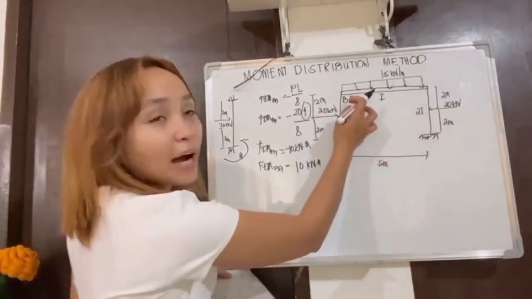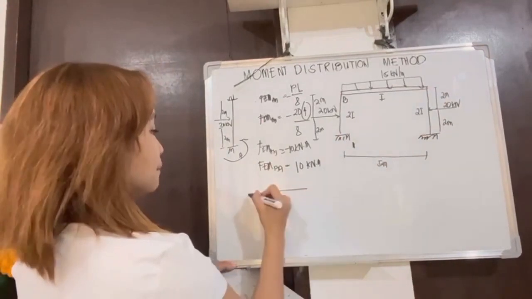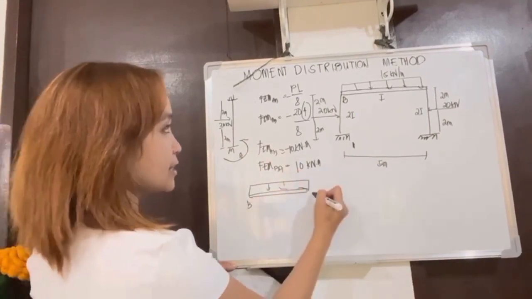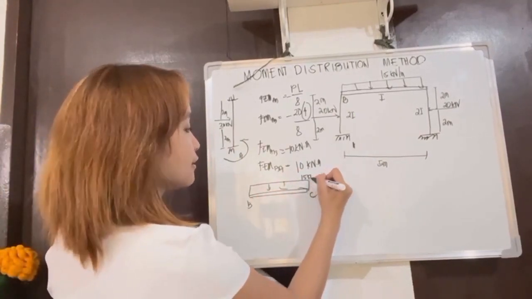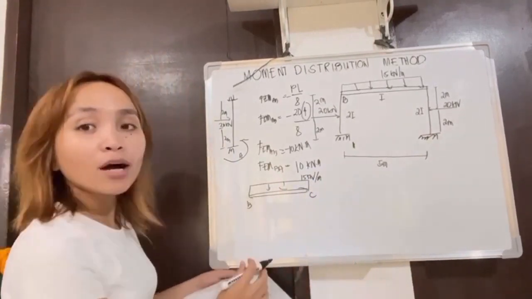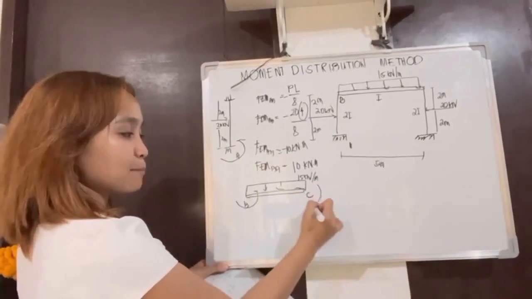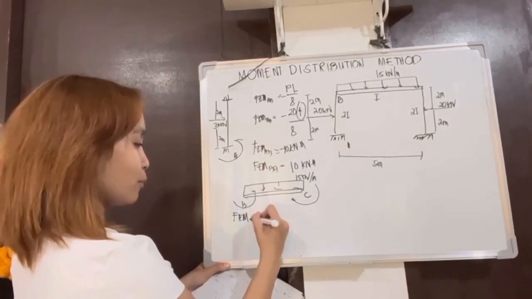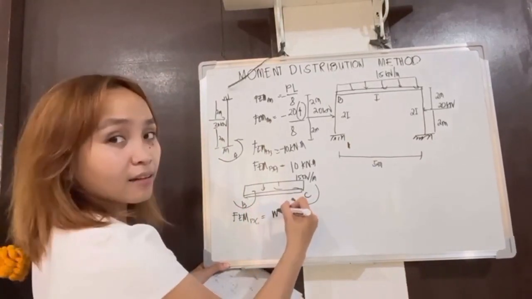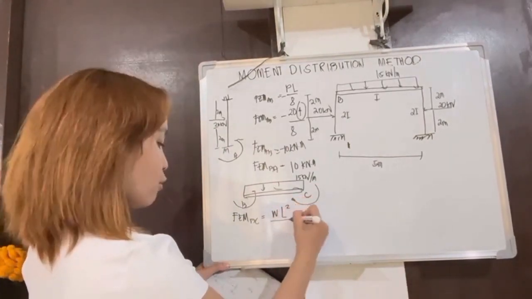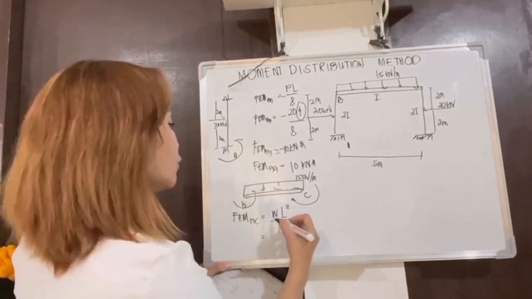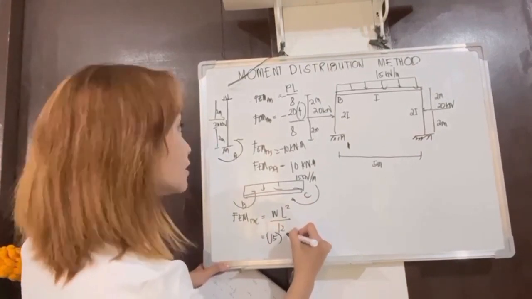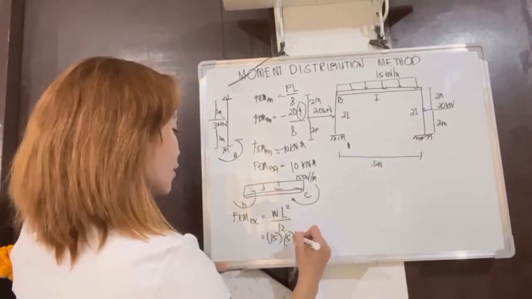The next joint here is B and C. So, we will draw it so we can visualize it. So, B and C, which has a load of 15 kN there. To get the fixed end moment of BC or of CB, we need to use the formula for fixed end moment of BC, which is weight times length squared over 12. So, we will substitute the values, which is our weight of 15 times our length of 5 squared, over 12.